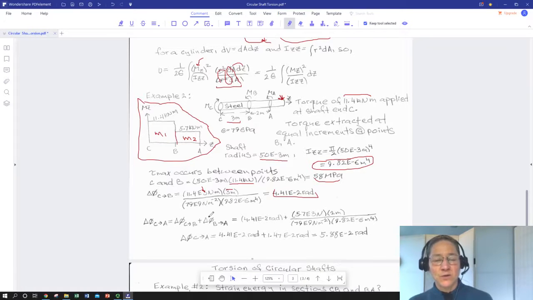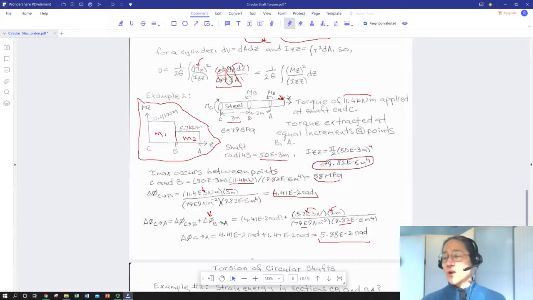And then we're going to add the angle of twist that we get from B to A. So for that, we've got a lower moment. We've got the 5.7. We've got a shorter length, only 2 meters, but we have the same modulus and polar moment of inertia. And that ends up being 1.47 times 10 to the minus 2 radians. We add that to our 4.41 for a total twist angle over our 5 meter length of shaft of 5.88 times 10 to the minus 2 radians. Not 10 to the 2, it hasn't gone around several times.